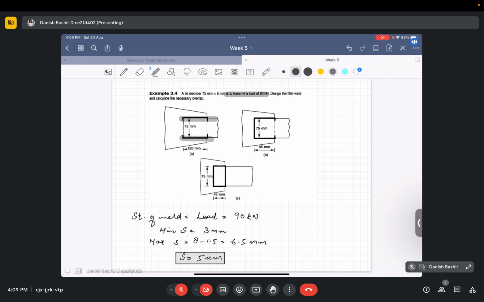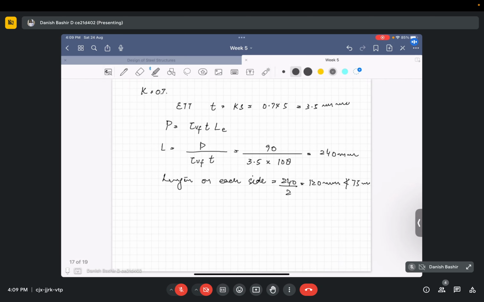If you want to add the weld on this side, the overlap will become minimum. It was 120 earlier. If you add the weld on this side also, the overlap will become 85, and if you provide welds on all four sides, the overlap will become a minimum of 45. So you have to solve this problem like this.